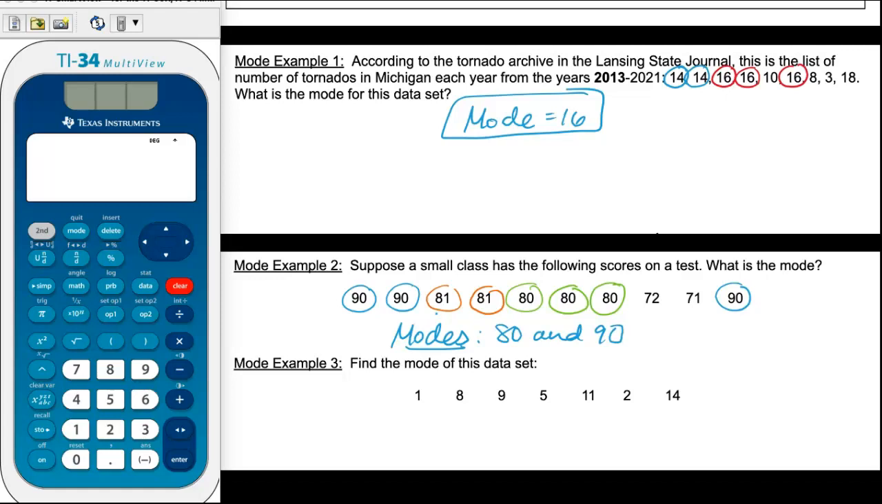And then in example 3, when I look at this example, I don't see any repetitions. No values repeat, so in this example, I'm going to say there's no mode. And then there's really just one other type of example with mode, and that has to do with categorical data.